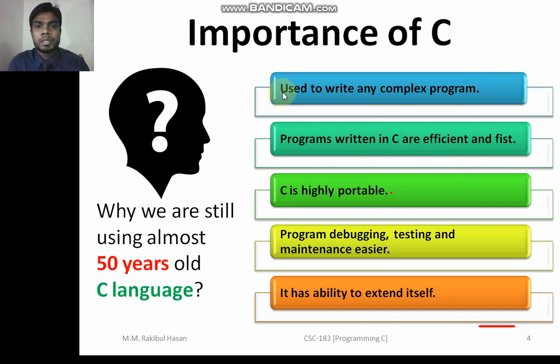So the first point is, used to write any complex program. That means by using the C programming language we can write any kind of complex program. If I give some example, then the concept will be much clearer to you. So think about MS Windows. This Windows was basically developed by this C programming language, not fully but partially.